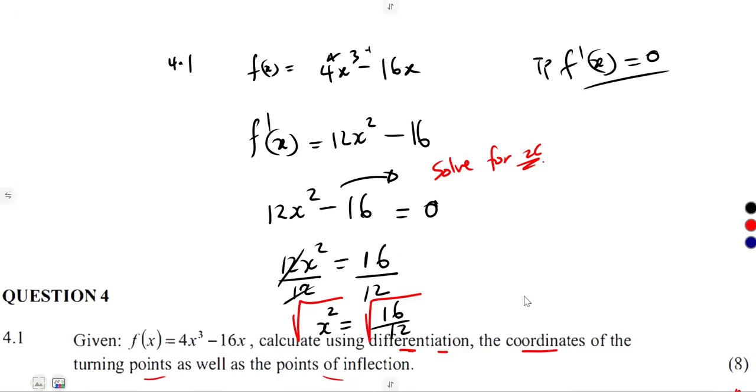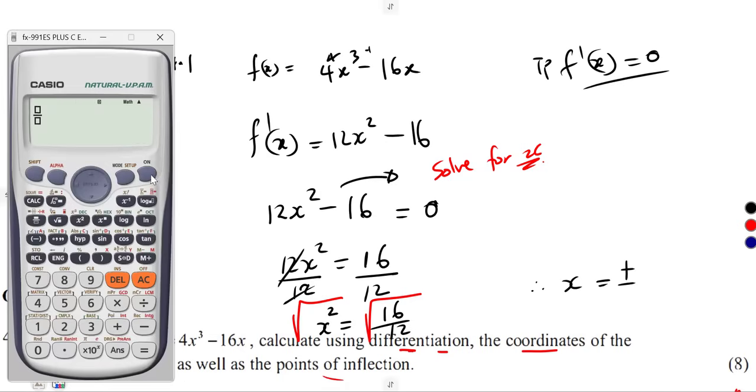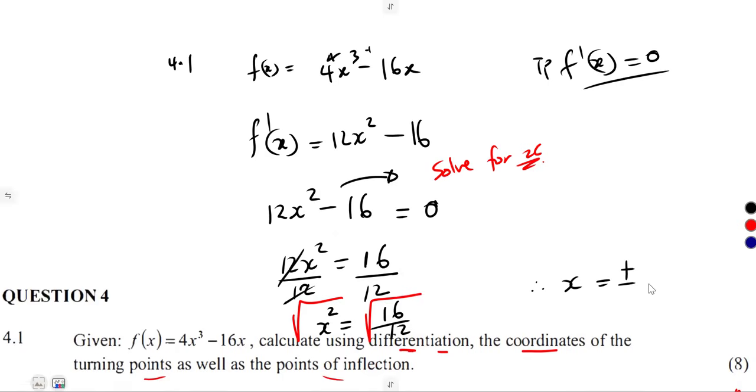We are going to have the value of x as plus or minus the square root of the fraction 16 over 12. That is going to give us 1.155. Let me just fix my calculator to 3 decimal places for all the answers.